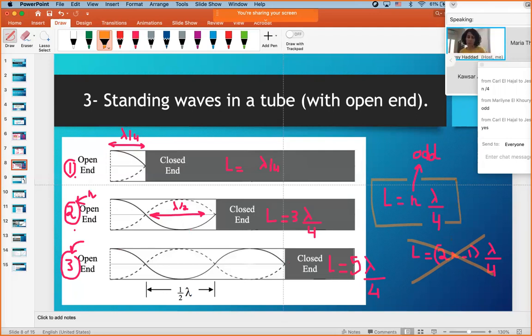All right? Because I don't want math to be your obstacle. But in the course, you're going to deal with those equations, okay? In the lab, we're going to write this one. Keep in mind n is only odd because of the open end. One open end. Sometimes you have two open ends, by the way, if you have just a tube, open from both sides. But we're not going to do that in this lab.